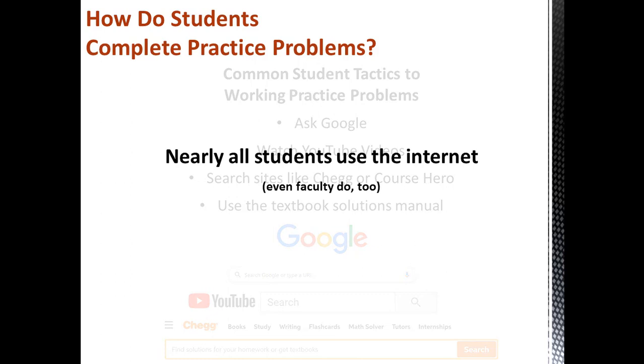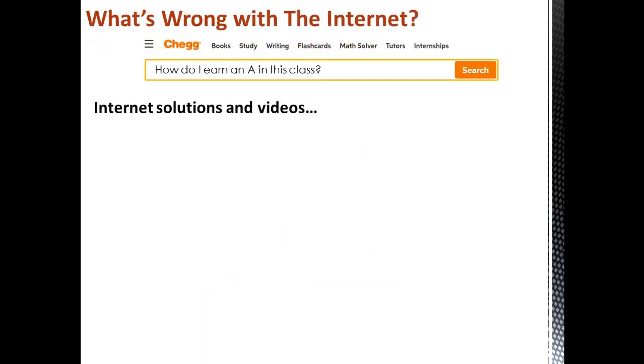Nearly all of them involve the internet, and I am a faculty member, and in all honesty, I will use a lot of these tactics as well. So what's wrong with that? What's wrong with using the internet? There's nothing inherently wrong with the internet. It's an amazing resource that has absolutely changed our lives.